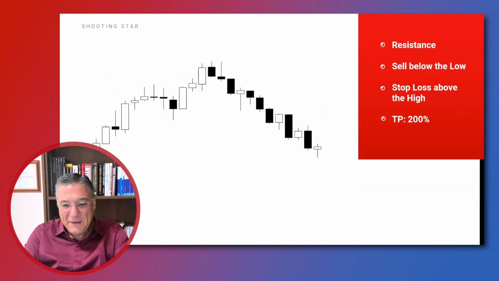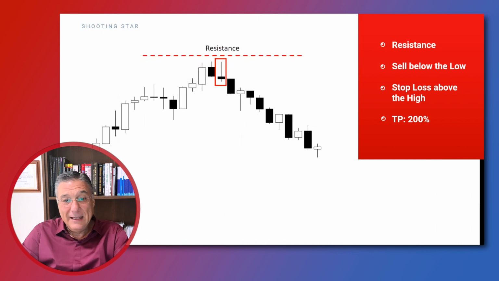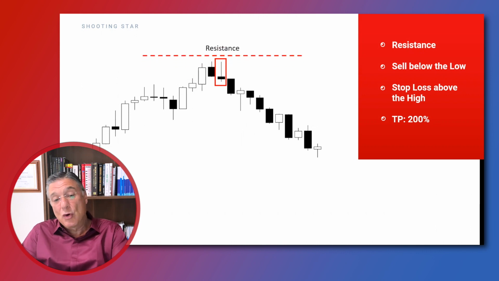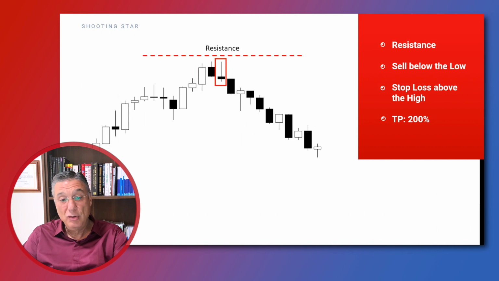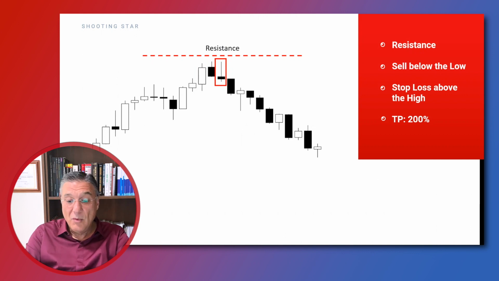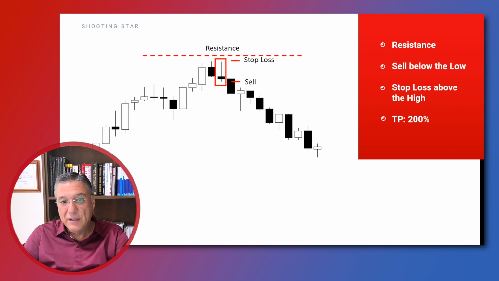The first strategy is a basic strategy, and we identify the shooting star at the top of the rally near a resistance area. So this adds to our confidence. Never forget that the more excuses we have to open a trade, the better it is. Now, after identifying the shooting star near a resistance area, we place a sell order right below the low price of the shooting star. And of course, we place a protective stop loss right above the high price of the candlestick.